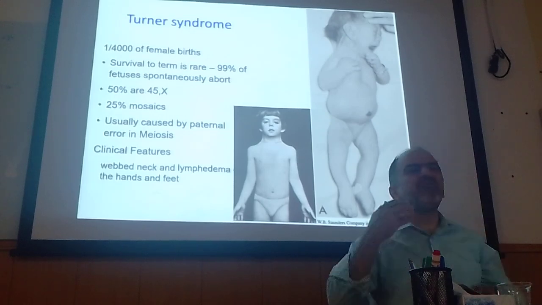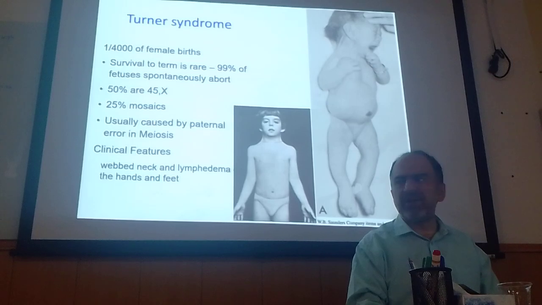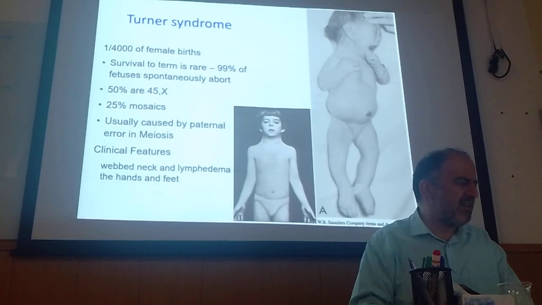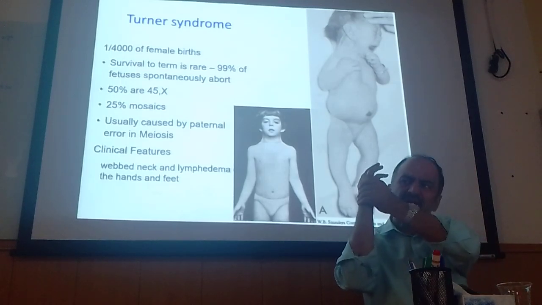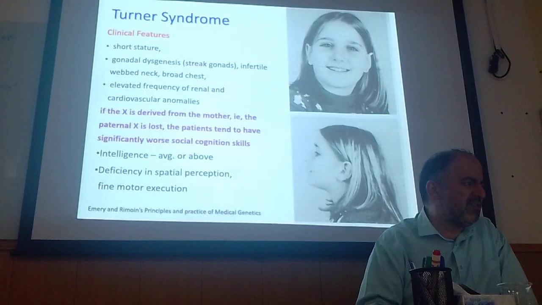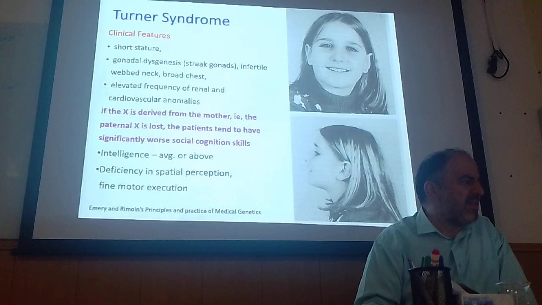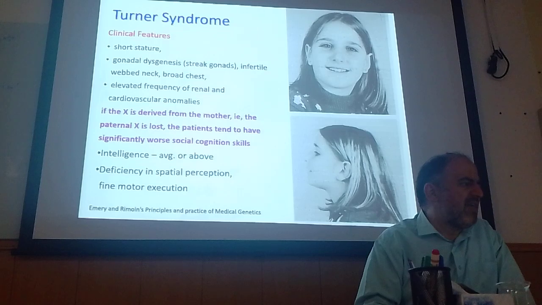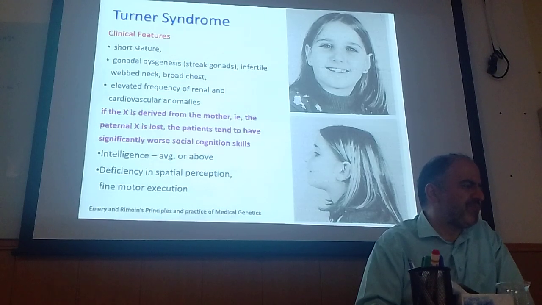Webbed neck, they have webbed neck. This is exactly the picture of the patient described by Turner. Also, they have lymphedema on the fingers, the hand and the toe. Webbed neck and lymphedema are symptoms of the Turner syndrome patient. They have short stature, gonadal dysgenesis, sterile gonad, broad chest, and elevated frequency of renal and cardiovascular anomaly.